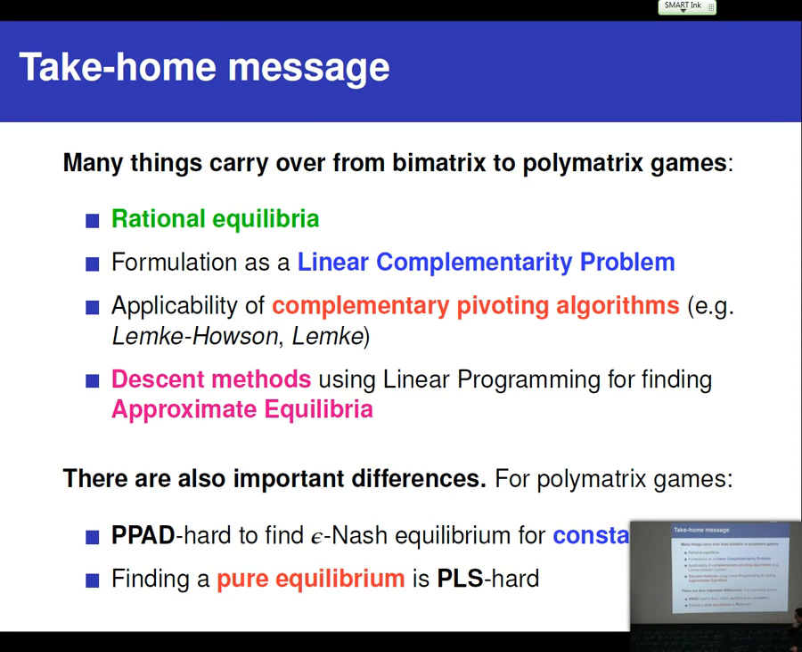There are also important differences, and so there are two important complexity classes that everyone interested in computing equilibria should know about, at least. One is PPAD, another is PLS, and actually polymatrix games can capture the hardness of both of these classes. So the example that we already saw is already useful for showing that finding a pure equilibrium of a polymatrix game is PLS hard. And Aviad proved that it's PPAD hard to find an epsilon Nash equilibrium in a polymatrix game for a constant epsilon even. And I'll come back to contrasting that with bimatrix games a bit later.